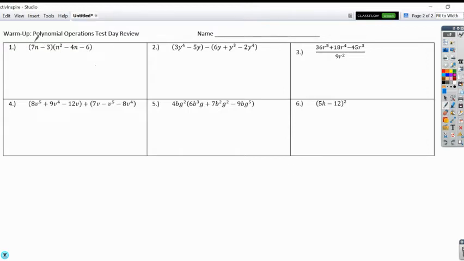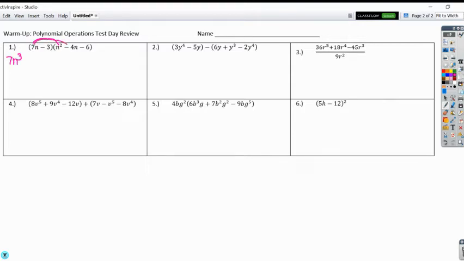So my first term, 7n times n squared, multiply the coefficients. So that's 7 times the invisible 1 coefficient makes 7. And n times n squared, when you multiply your bases, remember to add your exponents. So my invisible 1 exponent plus my 2 now makes this an n to the 3.